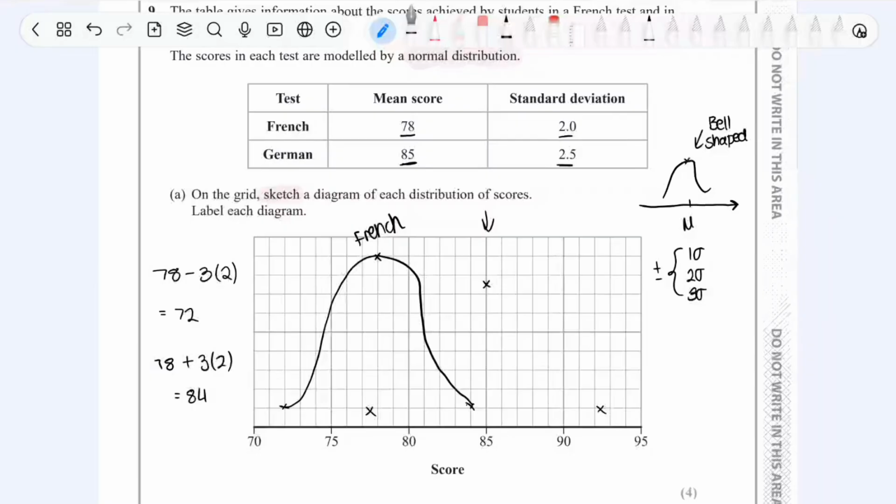Now you'd want to sketch some sort of curve here, just like the other one. Obviously they do not look nice, but again it's just a sketch. As long as you've shown the bell-shaped curve, you mark down the approximate tails and the values using the 3 standard deviations, and you made the peak of the Germans lower because it shows there's more spread of data, then you should get the 4 marks.